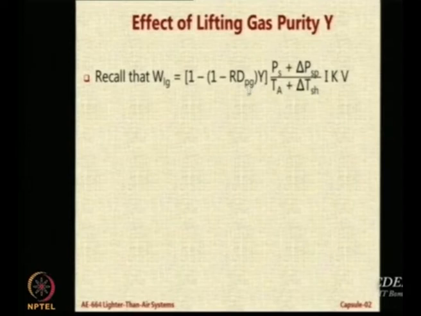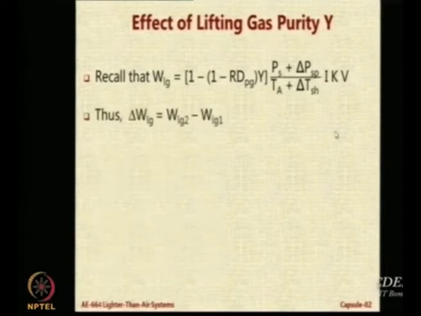So in other words, it will be 1 minus K, some constant K into Y, into the pressure upon temperature into I into K into V. This will be the WLG. If that is the case, let us calculate. So now I want you to derive this expression yourself.